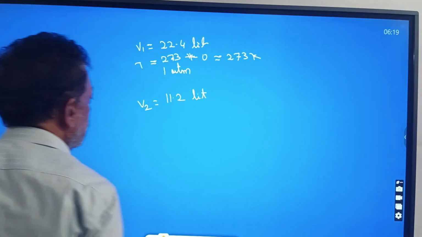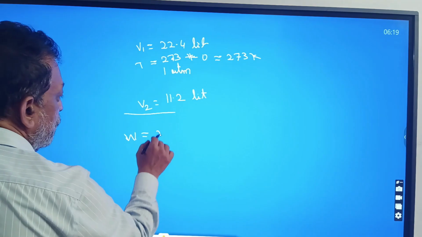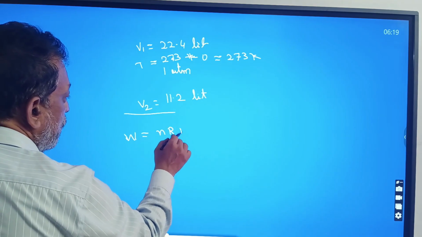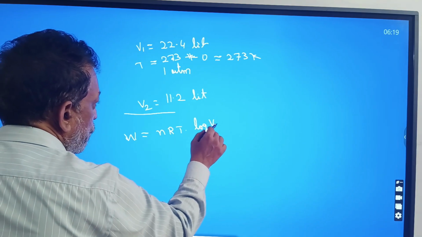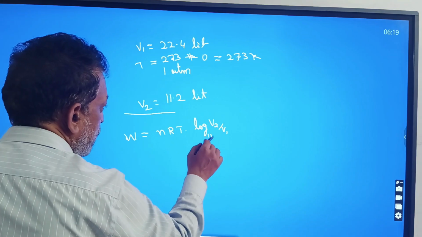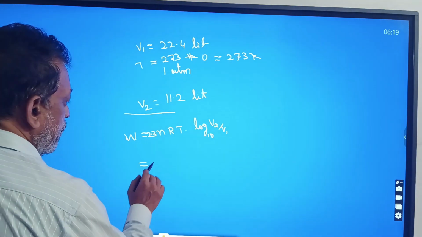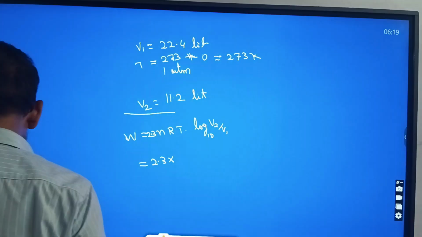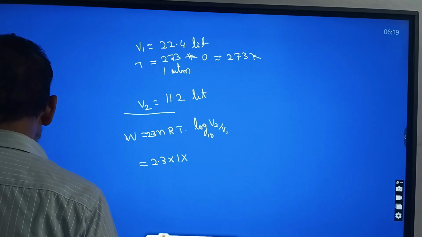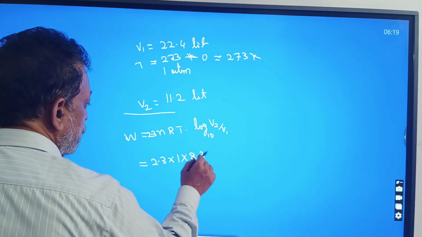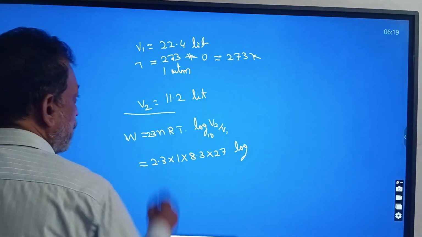That's it. So already you know the work done formula. W is equal to nRT into log V2 by V1 to the base 10, 2.3. Now substitute it. 2.3, number of moles is 1. R value 8.3 standard value into 273 into log. What is the V2? 11.2.